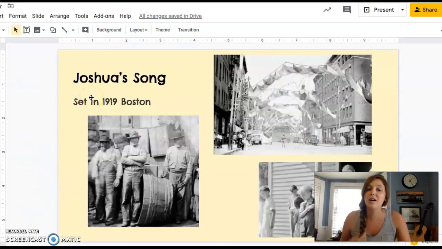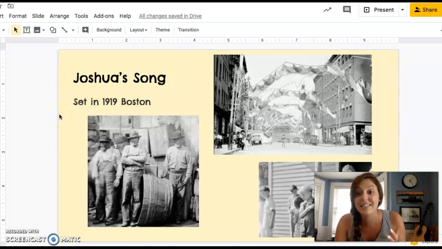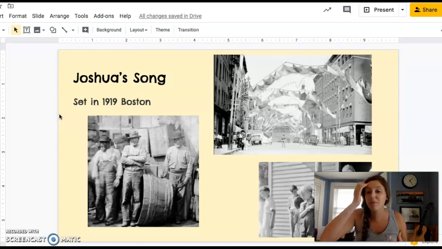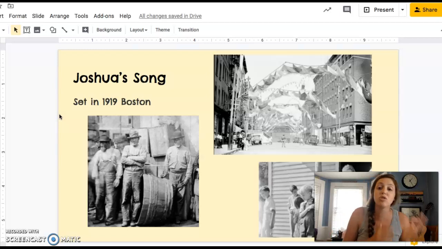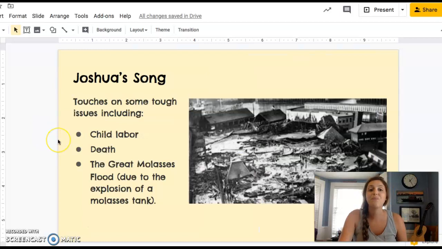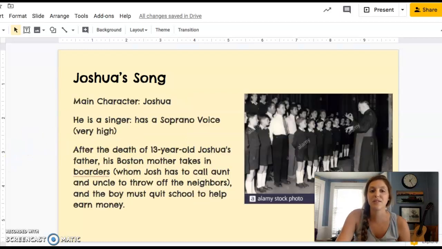So Joshua's Song is set in the year 1919, Boston. Boston back in 1919 was still getting a lot of immigrants coming in from all over the place. There's also a lot of different things going on, like some strikes and some incidents, and there's a lot of issues that your character is going to face. This book touches on some tough issues, including child labor, having to work as a young kid, death, and the Great Molasses Flood, which happened right in the North End, due to an explosion of a molasses tank. So those are the big issues your character is going to face.